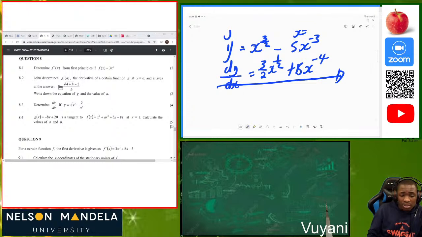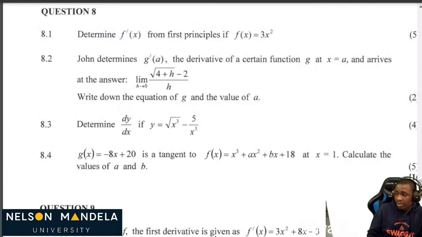Now let's look at 8.4, which is a bit challenging. At 8.4, for 5 marks, they are saying that g of x is equal to negative 8x plus 20 is a tangent to the function f of x, x cubed plus ax squared plus bx plus 18, at x is equal to 1. Calculate the values of a and b.